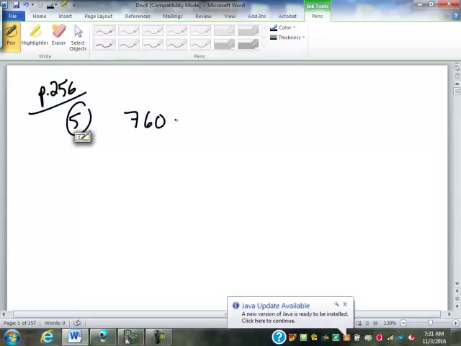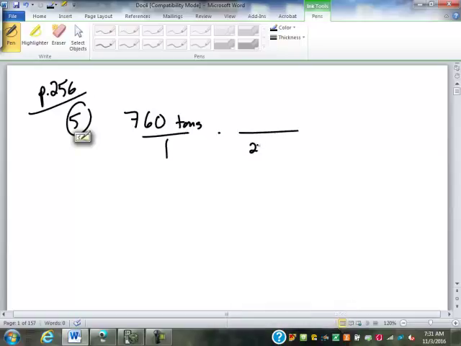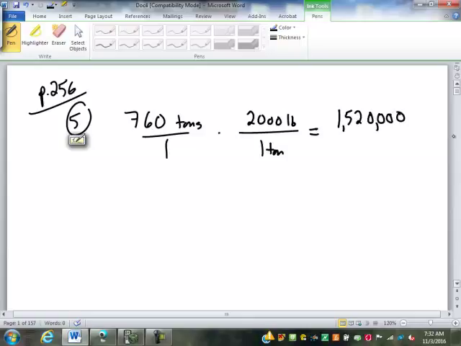So 760 tons times 1 ton is 2,000 pounds. Is exerted on the base of a steel support column. The base has a cross-sectional area of 160 square inches. How many pounds of force are exerted per square inch? So we're going to convert this into pounds. So it's 1,520,000 pounds.